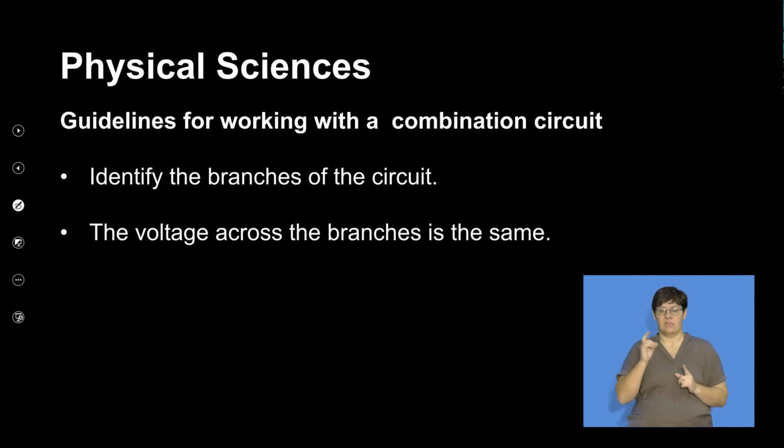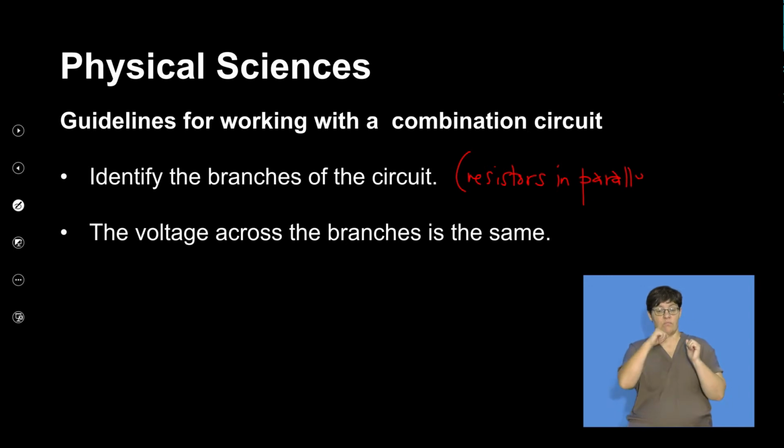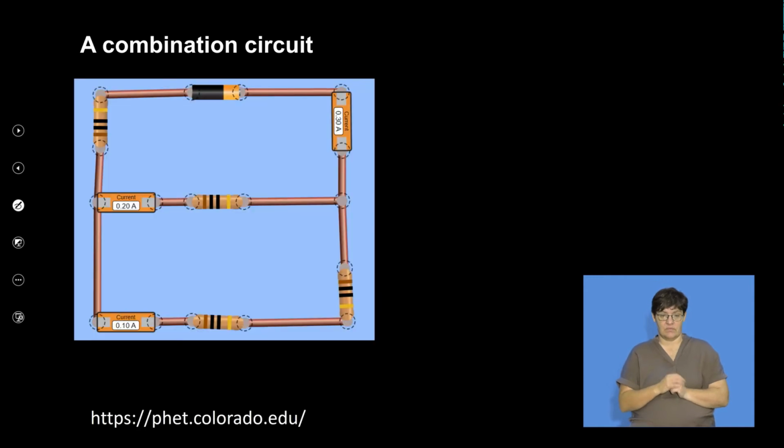Okay, so what are some of the important things? You need to also identify the branches in the circuit. The branches will obviously be resistors connected in parallel, okay? So the branches are actually these resistors that are connected in parallel. So the voltage across these branches actually remains the same, okay? This is just a general guideline.